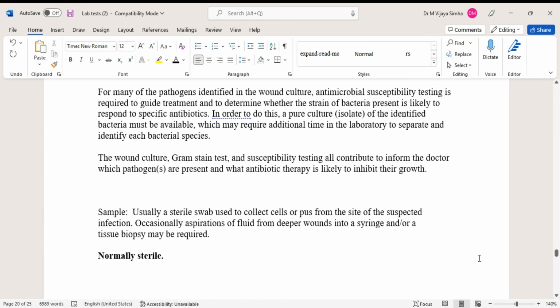Sample: usually a sterile swab used to collect cells or pus from the site of suspected infection. Occasionally, aspiration of fluid from a deeper wound into a syringe or a tissue biopsy may be required. Normally, the result should be sterile.